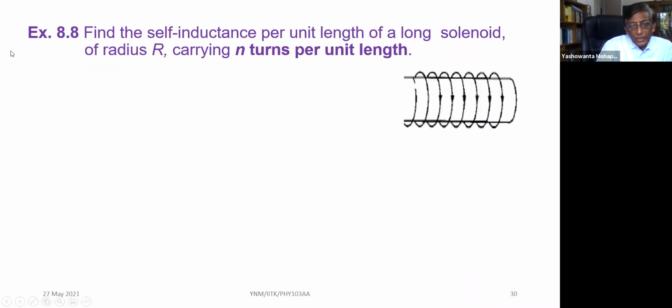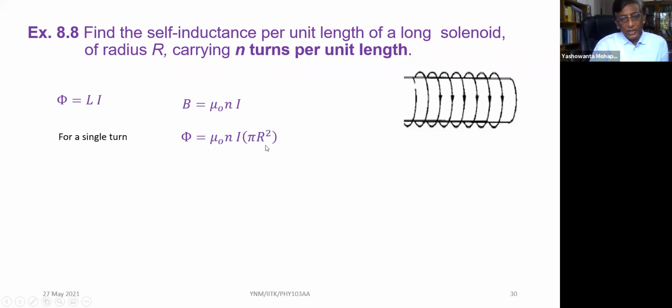Okay. Let's see, find the self-inductance per unit length of a long solenoid of radius r carrying n turns per unit length. That's something very easy to do. So I know phi is equal to Li. So B is equal to, of course, mu naught Ni. I'm not writing down the vectorial form; we have done it enough. For a single turn, the flux is mu naught Ni times pi r square, the area. So the flux cutting a single turn is this.